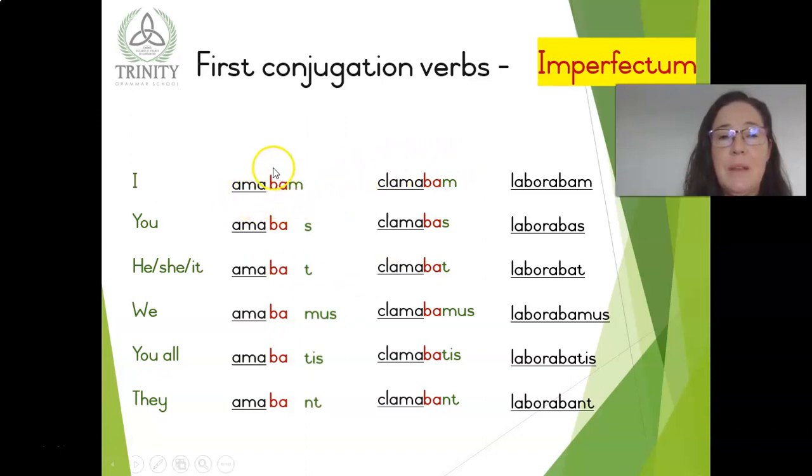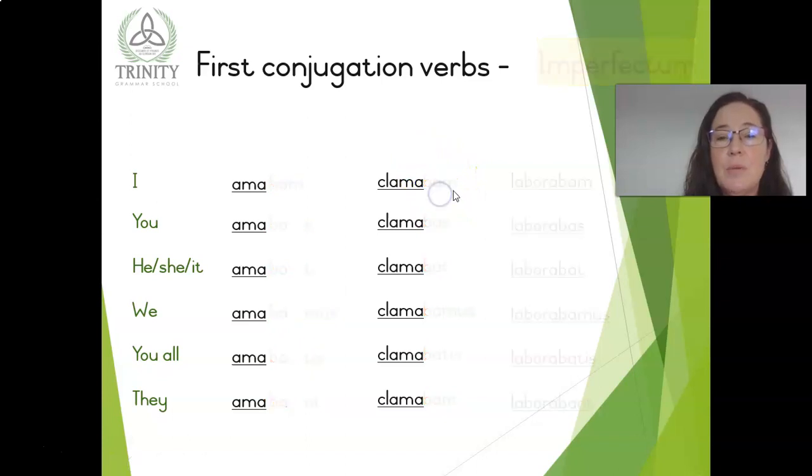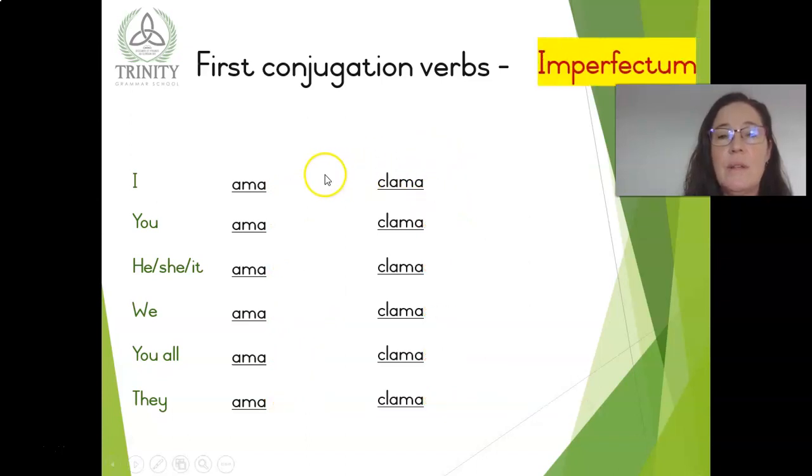Okay, so can you see there? You've got your stem, and instead of just ending with m, s, t, mus, tis, nt, as you would with the present, you first add in the ba. So if you had to say the whole ending apart from the stem together, it would be bam, bas, bat, bamus, batis, bant. Okay? And so there is your imperfect. The moment you see that, you know that it is the imperfect.